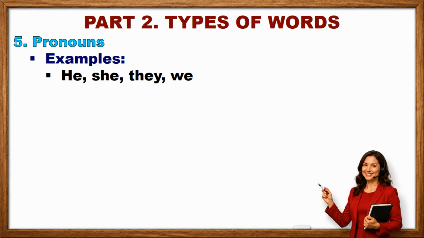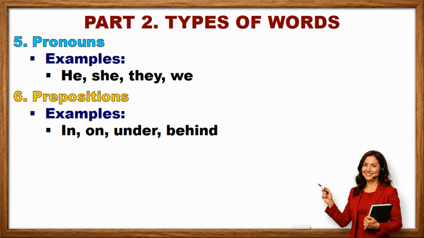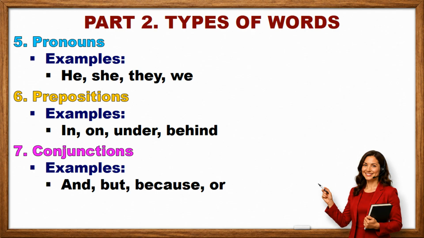5. Pronouns. Examples: he, she, they, we, etc. 6. Prepositions. Examples: in, on, under, behind, etc. 7. Conjunctions. Examples: and, but, because, or, etc. Each one is still only one word.